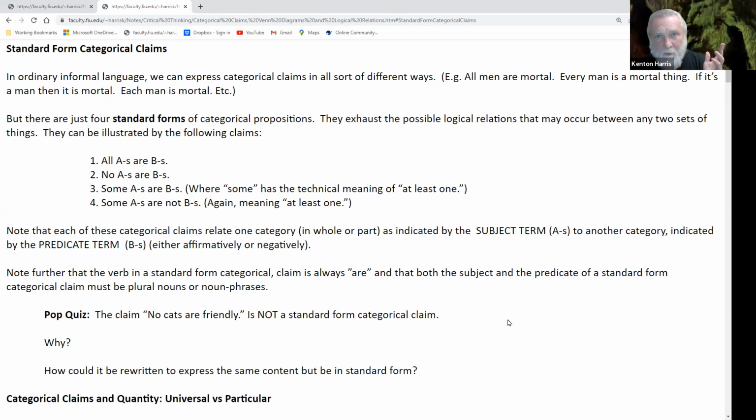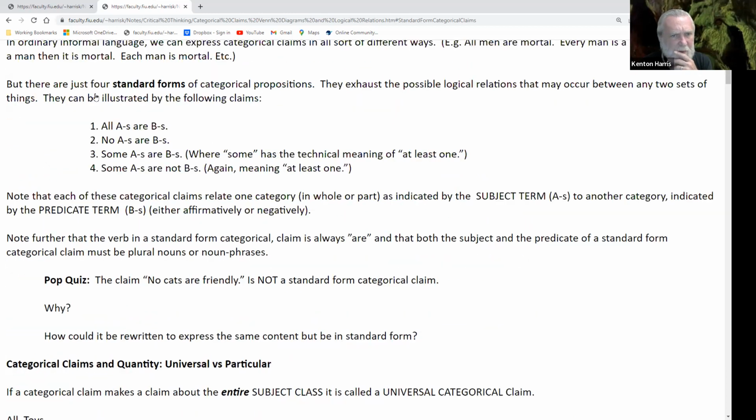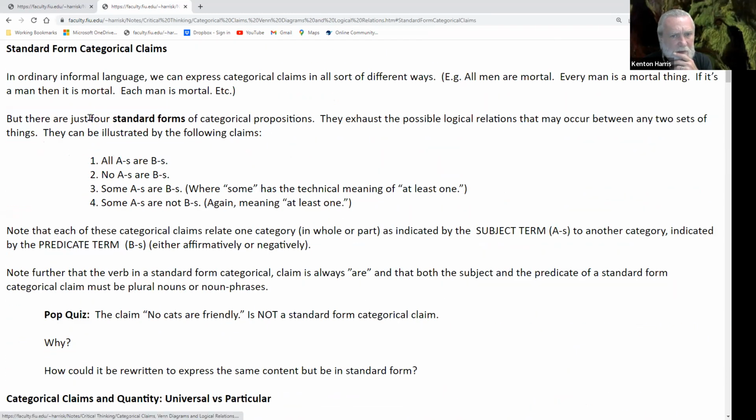Well, I already gave that one away, didn't I? It's because friendly is an adjective and it's not a plural noun or plural noun phrase. Right? All right, so I think I move on to, let's try this. There we go.